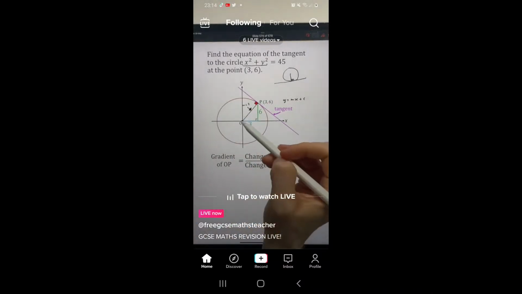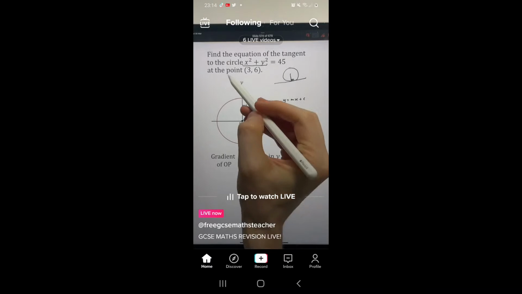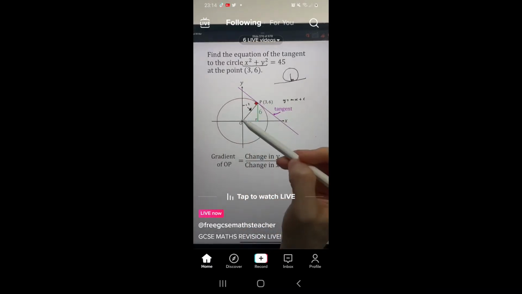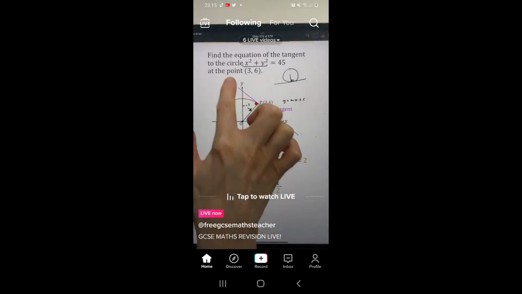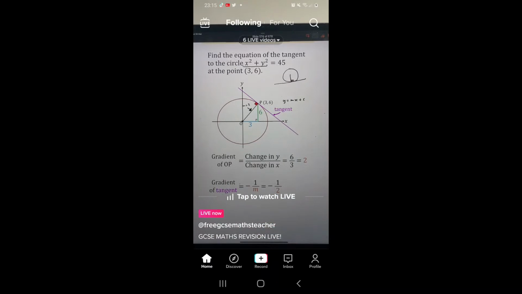If that has a gradient of 2, this black line here, the OP, I want to find the gradient of the tangent. I know the radius and the tangent are perpendicular. They meet at 90 degrees. Therefore, to work out the gradient of the tangent, I can just use the formula -1 over m, the negative reciprocal. Some people learn it as -1 over m. Other people just know it as a negative reciprocal. My previous gradient was 2. Negative reciprocal means -1 over 2, which gives me -1/2. I know now that the gradient of my tangent is -1/2.